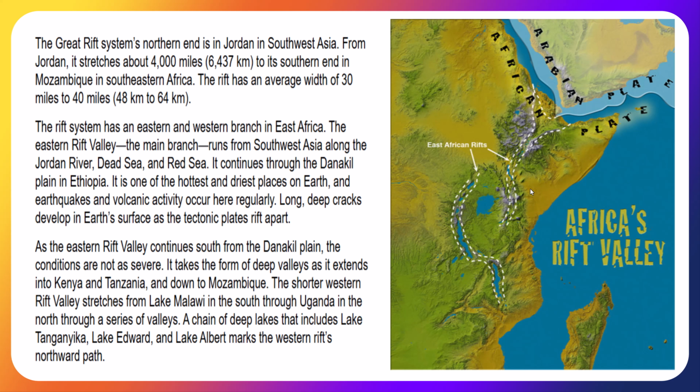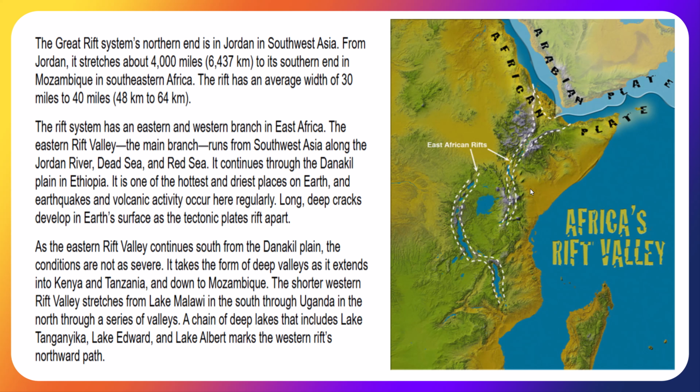The Great Rift System's northern end is in Jordan in Southwest Asia. From Jordan, it stretches about 4,000 miles to its southern end in Mozambique in southeastern Africa. The rift has an average width of 30 miles to 40 miles. The rift system has an eastern and western branch in East Africa. The Eastern Rift Valley, the main branch, runs from Southwest Asia along the Jordan River, Dead Sea, and Red Sea. It continues through the Danakil Plain in Ethiopia.